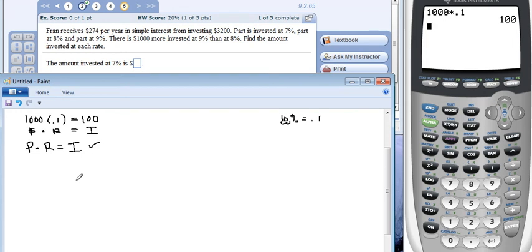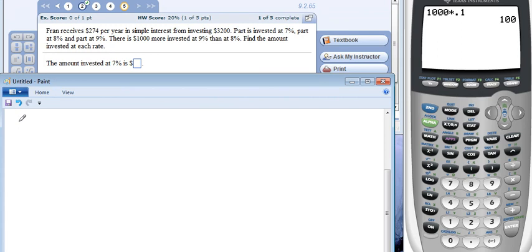Okay, so there's your simple interest formula that you'll need. So let's start by saying X randomly is the principal that I invest in the 7% account, and Y is the principal or the amount of money that I'm going to invest in the 8% account, and Z will be the amount of money that I invest in the 9% account. Okay, we have to label our variables.